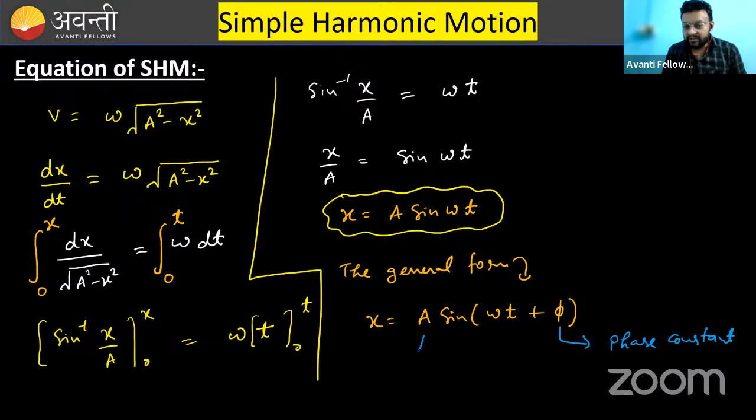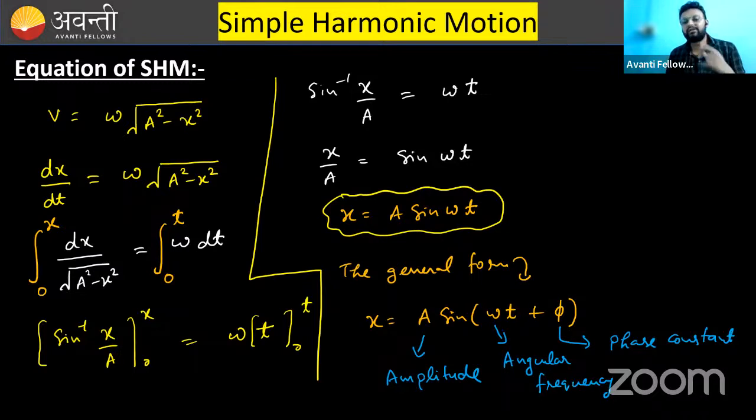And can you tell me what is this A known as? A is denoted by the amplitude. What is this omega known as? Omega, don't read it W, it is omega. It is angular frequency. Don't ask me about t. t is time. Don't ask me about x. x is the position of the particle from the mean position. I think clear?